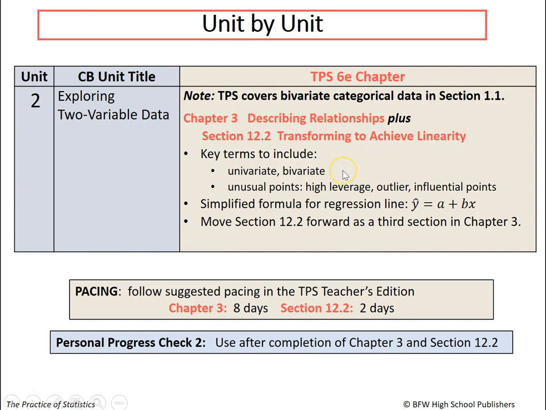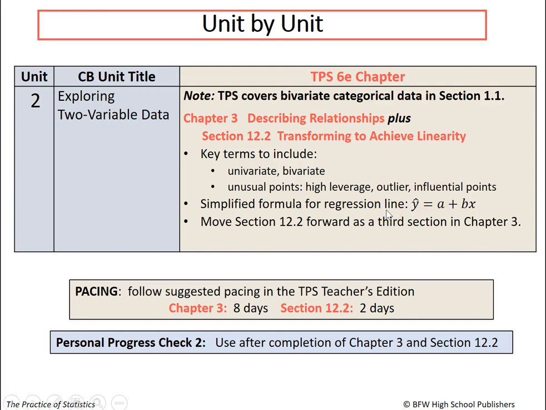Be sure to mention univariate and bivariate for one variable and two variable data. And the course framework describes unusual points in a different way with scatter plots and regression. The idea of a high leverage point is one that's far out in the x direction from the mean of the x values. An outlier is defined as a point with a large residual, and influential points are ones that have a noticeable effect on things like the correlation, or r squared, or the standard deviation of residuals, or the slope or y-intercept of the regression line.